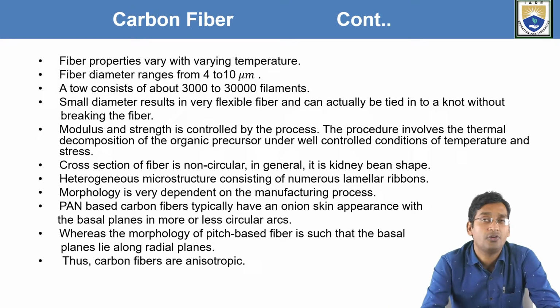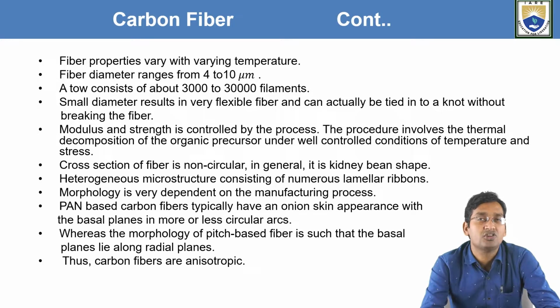Fiber diameter ranges from 4 to 10 micrometers. A tow consists of about 3000 to 30,000 filaments. So in a tow, there are 3000 to 30,000 filaments of carbon fiber.